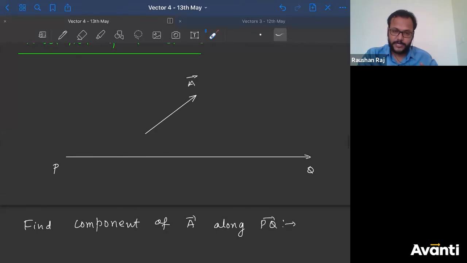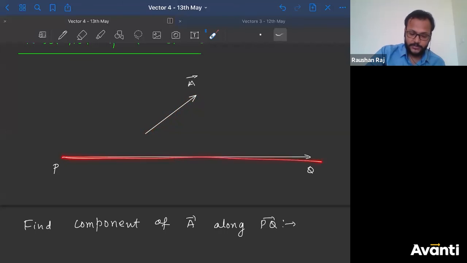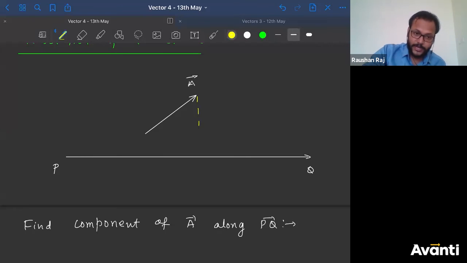Where you are going to drop the perpendicular? On the line along which you are going to find the component. क्या बोला? फिर से I'm repeating it. Drop perpendiculars from the head and the tail of the vector on the line along which you are going to find the component. तो किस वेक्टर का component निकालना है? So I have to find the component of this vector A. Along which line? Along PQ. So what I'm going to do? I am going to drop a perpendicular from the head of it. Where I'm going to drop a perpendicular? On the line along which I'm going to find the component. So PQ. This is the perpendicular. Now from the tail, drop it. So ये हुआ.